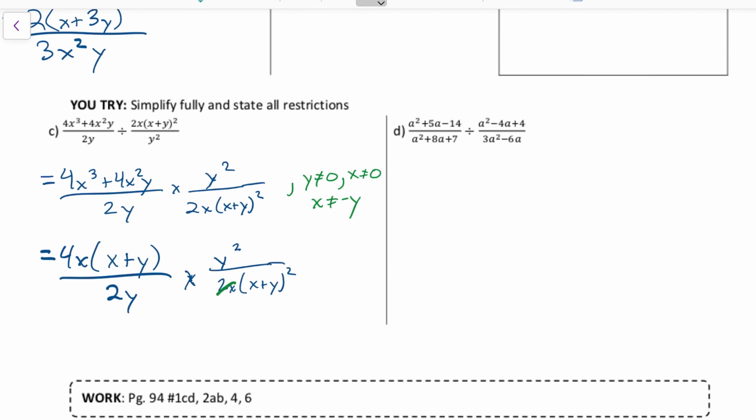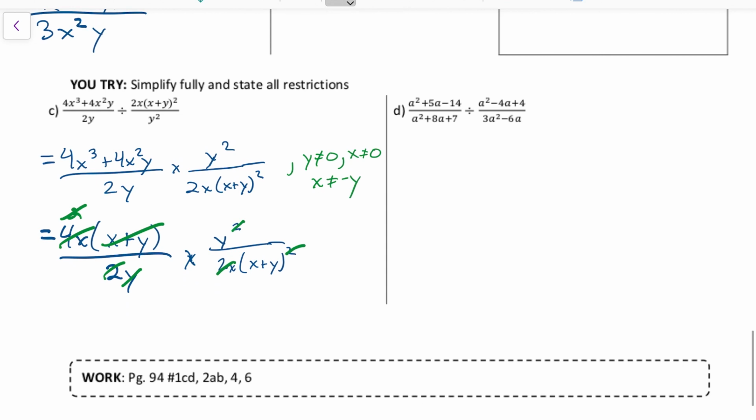Now we can divide. So I've got 2x and 4x, that becomes 2. My squared and my y, that's gone. This 2 and that 2. And then x plus y squared gets rid of one of those. So it looks like we're just left with, in the numerator, oops, this was cubed. So we're left with x squared. So that becomes 2. So x squared y over, and the denominator, we've just got the x plus y.